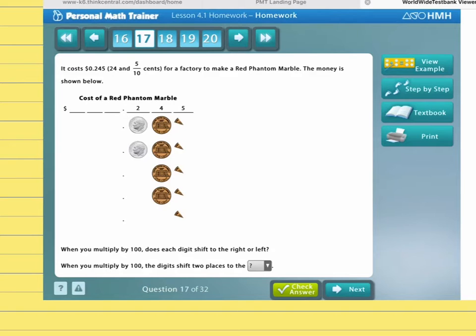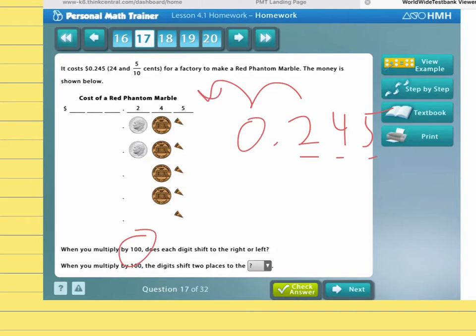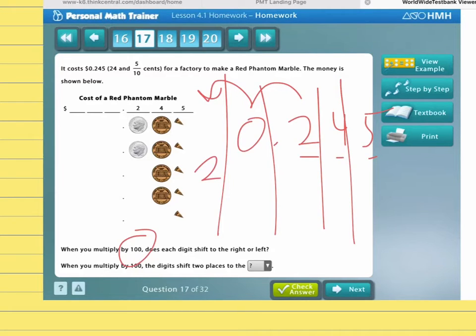Same problem here, except it's a double shift because 10 times 10, so 2.245 becomes 0.245. Each digit is going to shift 2 places to the left, 1, 2. And I always, of course, like to draw my columns, so this is going to turn into 2. This is going to be the 4. This is going to be the 5. Don't forget your decimal point and fill in that. So $24.50 will be the cost to make 100 red Bantam marbles.